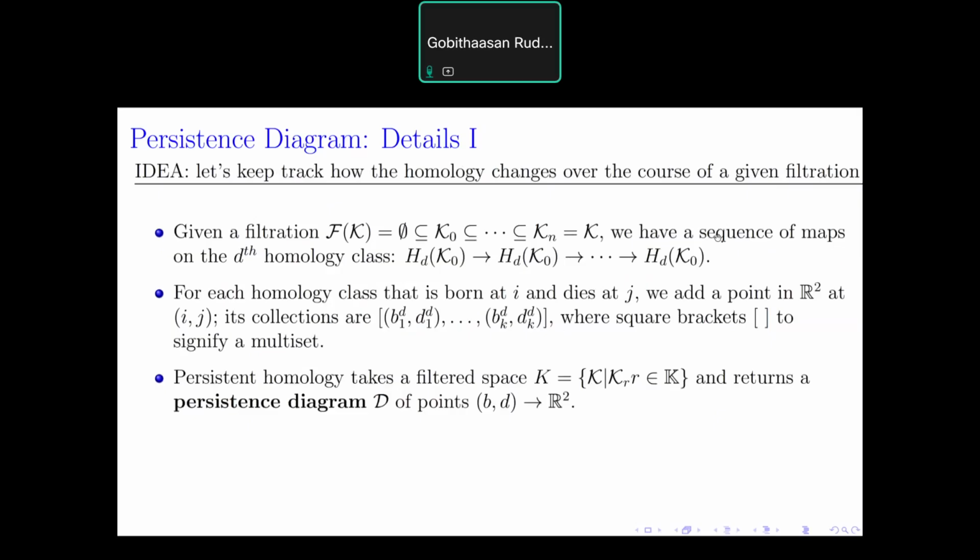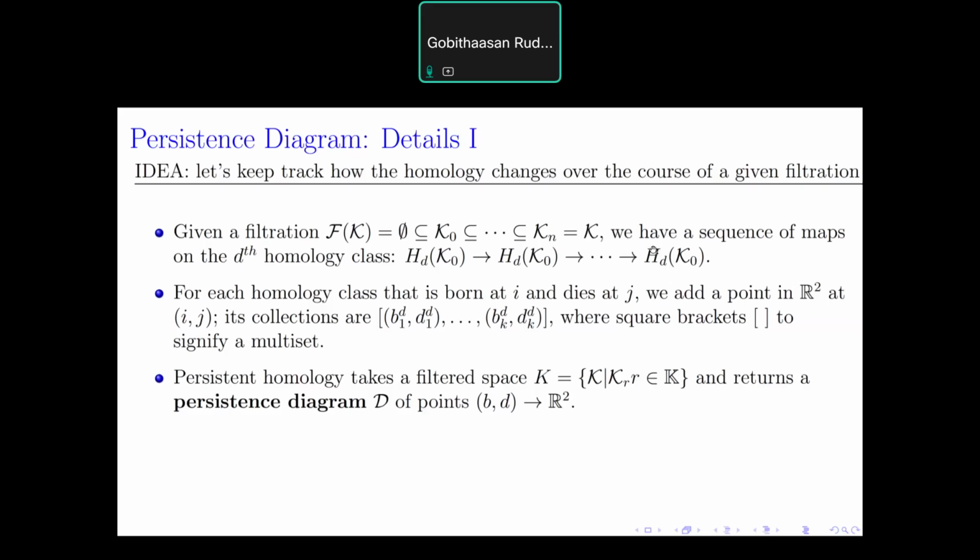So we saw persistence diagram, how we obtain persistence diagram. Now let's look at the details of persistence diagram. The idea is basically to keep track of how the homology changes over the course of action. Given a filtration Fk, we get subcomplexes until all are connected and become one single cell complex.